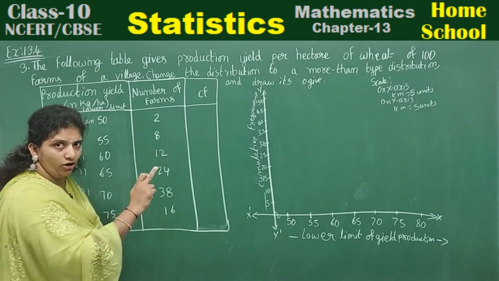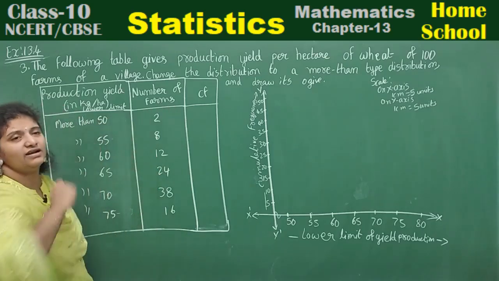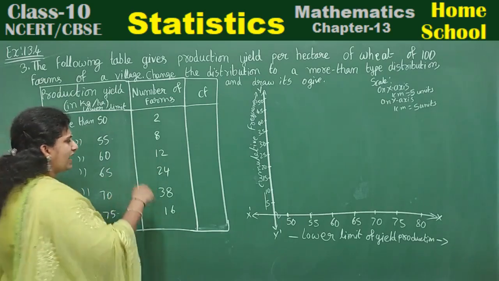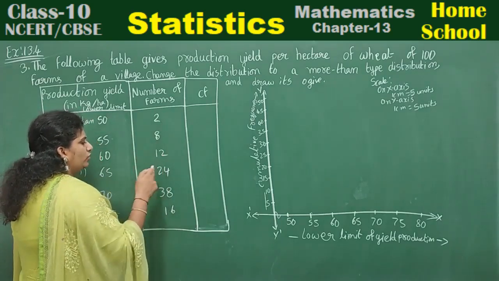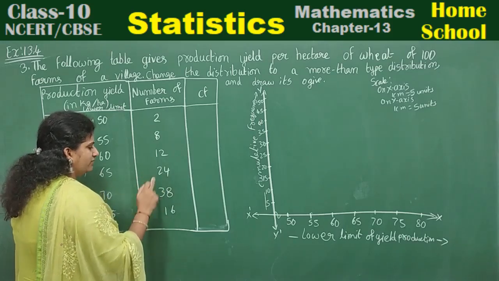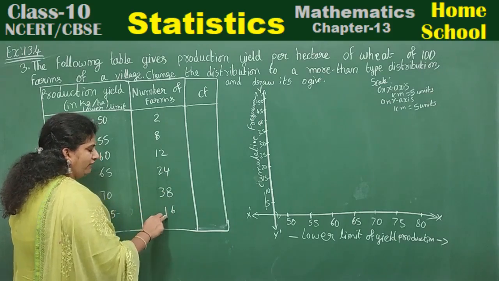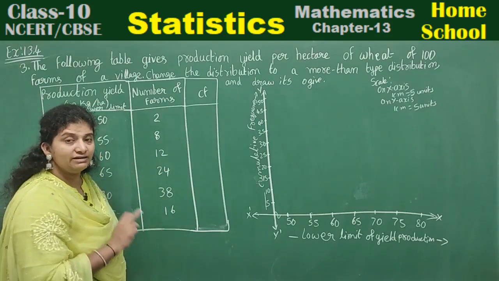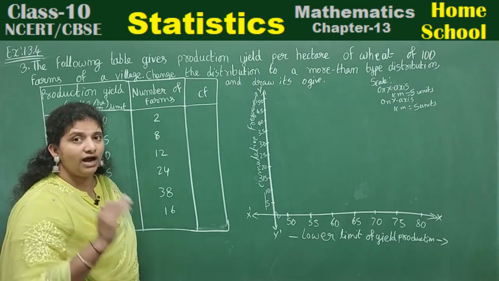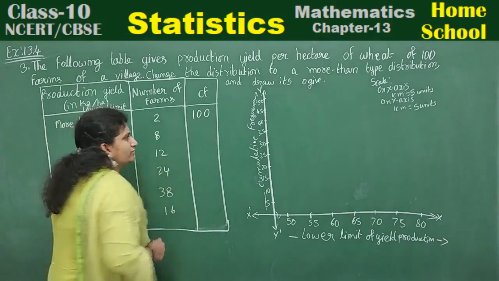Before starting that column, we need to add all these frequencies, or you can see there 100 farms. Or just add and see. 8 plus 2, 10, 22, 46, 46 plus 38, 84, 84 plus 16, 100. Yes, 100. What is the n value? 100. In the first row, you write 100.